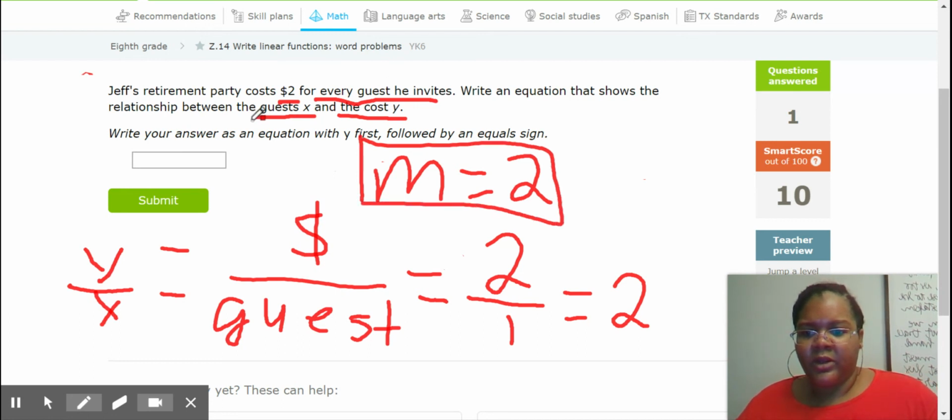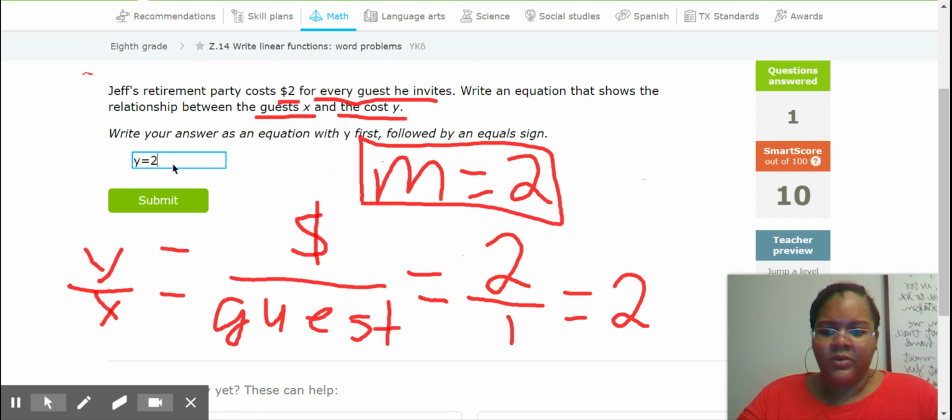All right, so when I'm writing my equation, it's going to be y equals 2x. And it's always going to be y equals the number x. Let's see.